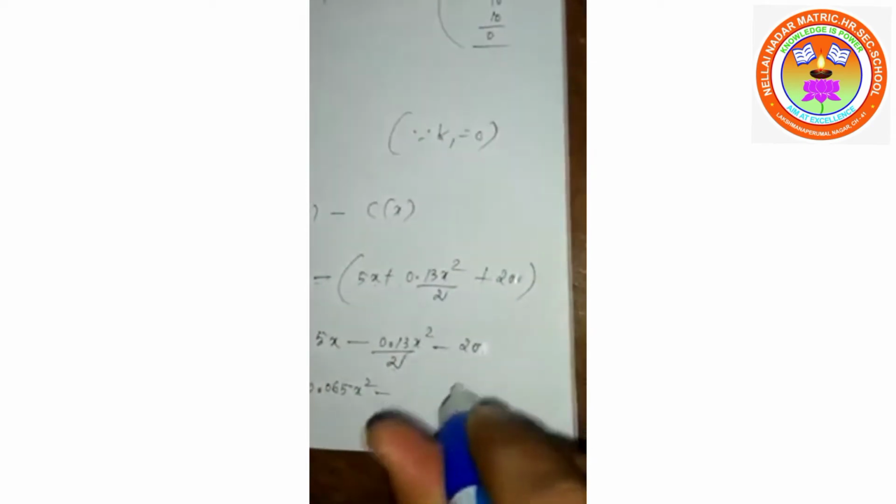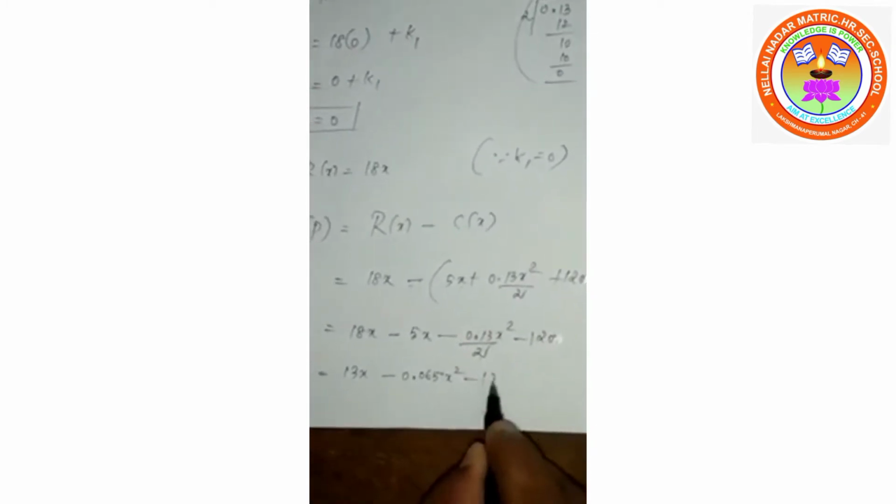The k value is equal to 120, here 120 only, since the k value is 120. Isn't all correct? Here instead of 200 I have to write 120. Okay, 120. Sorry.